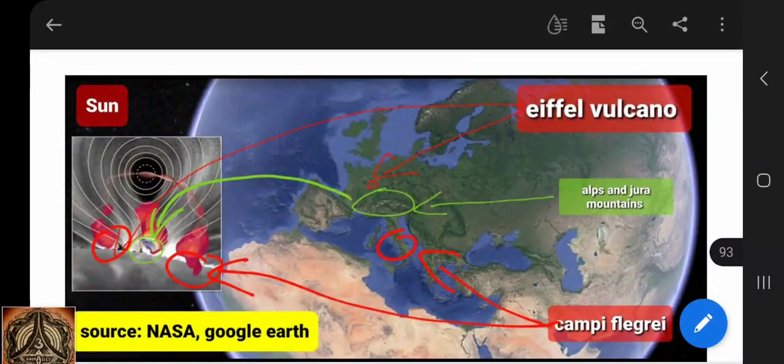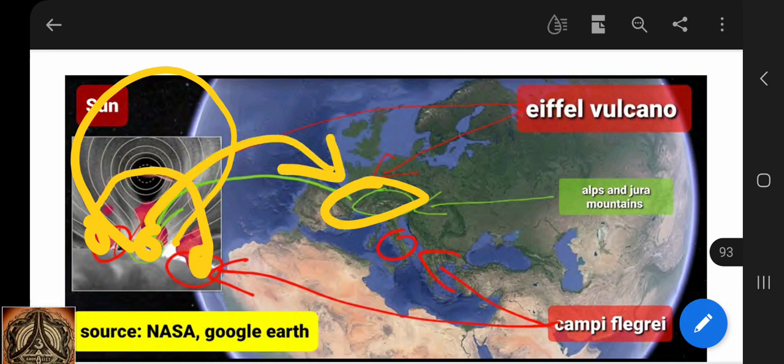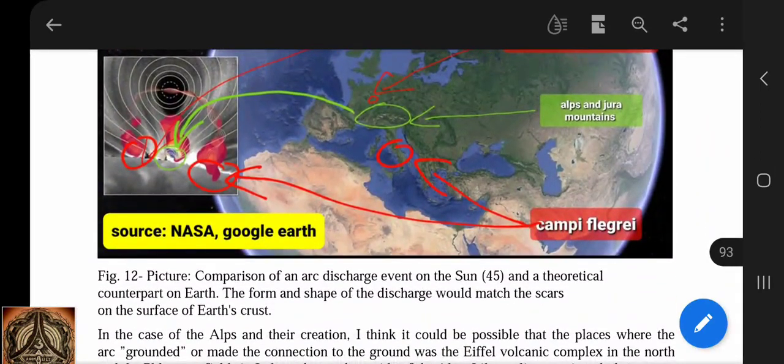So, here in the middle, where that thing starts, we might have the Alps. And on both sides of the arc, we have the Eifel and Campi Flegrei. Comparison of an arc discharge event on the Sun and a theoretical counterpart on Earth. The form and shape of the discharge would match the scars on the surface of Earth's crust.